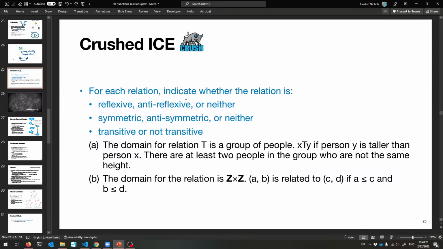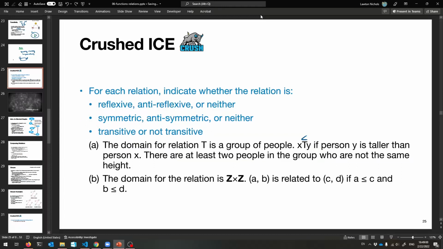So, let's see what we're doing here. The first one is this relation. We'll call it T. It's relating a group of people, okay? X is related to Y under T if Y is taller than X. So it's essentially a less than relationship on the height of those people. There are at least two people in the group who are not the same height. That might be useful in a second. What is it? Is it reflexive, anti-reflexive, or neither? Symmetric, anti-symmetric, or neither? Transitive or not transitive? So pick something from here, and something from here. Okay? Let's talk about this.